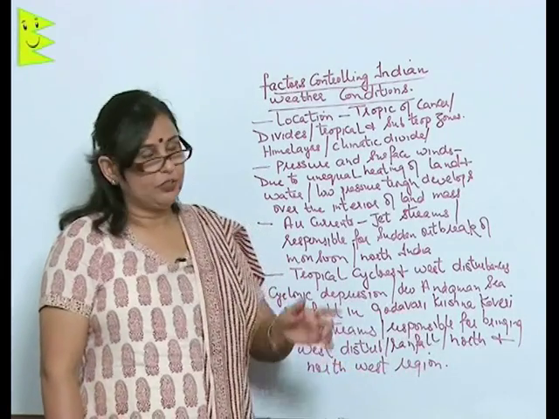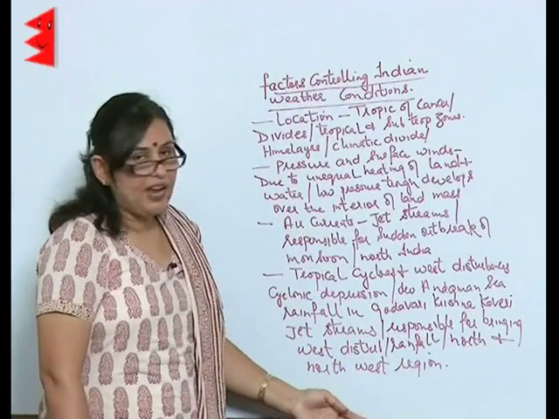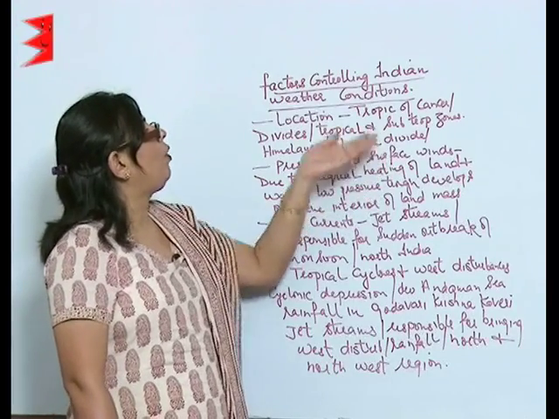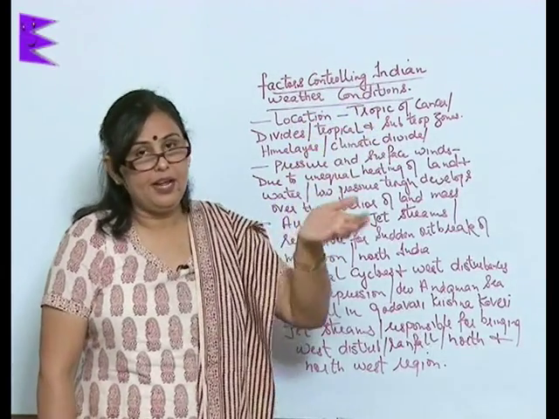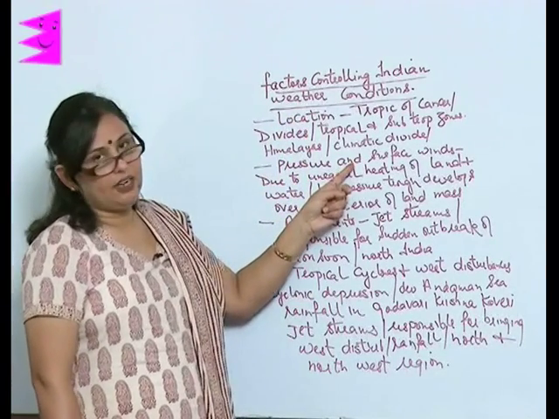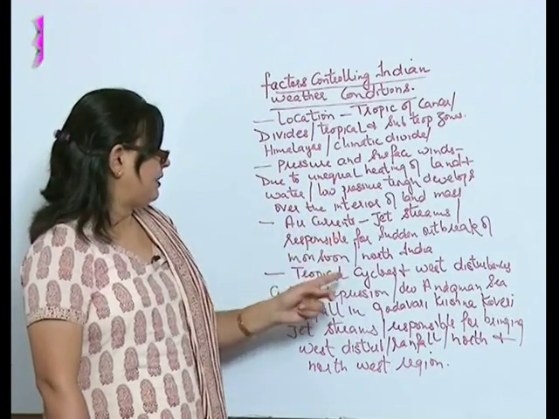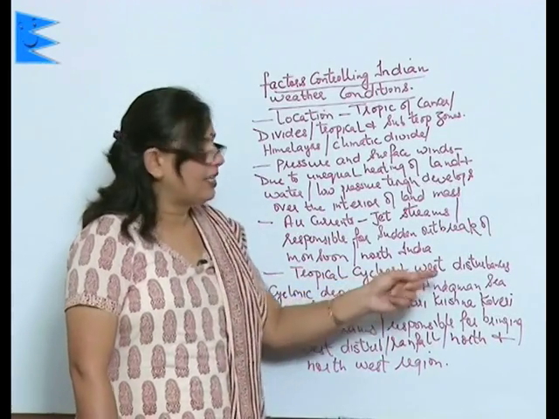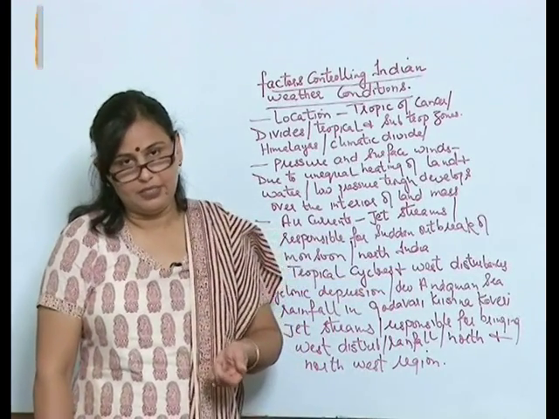So, remember, these are the 4 factors which determine or control the Indian weather condition, that is the location, the pressure and surface winds, the air currents, and the tropical cyclones and the western disturbances.